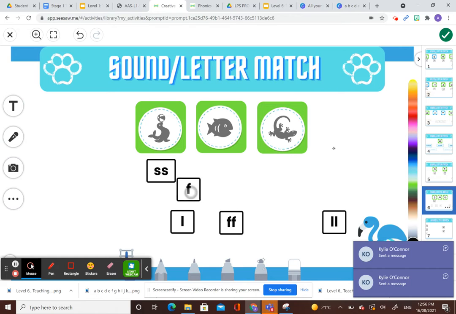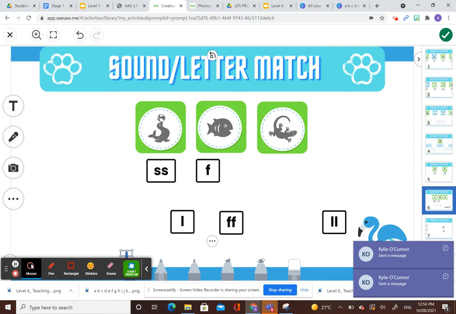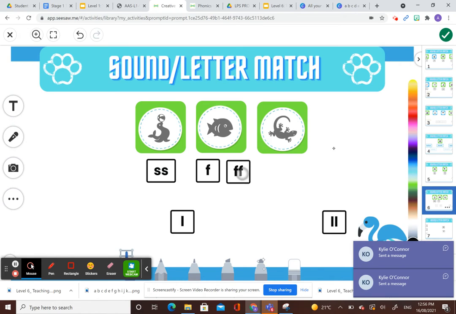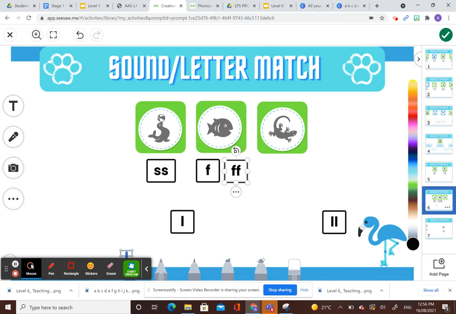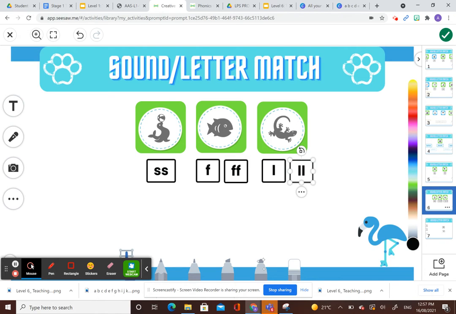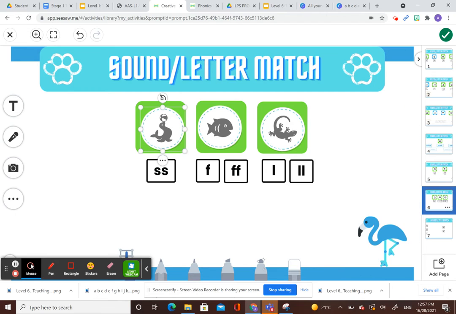F is represented by the letter F. And we're going to be looking at this week when to use a single F and when to use the double F. Same as our L for lizard. It is represented by the letter L. And we're also going to look at how it can be represented by two L's. So this week we have S represented by S, the seal, F represented by F, the fish, and L represented by L, the lizard.